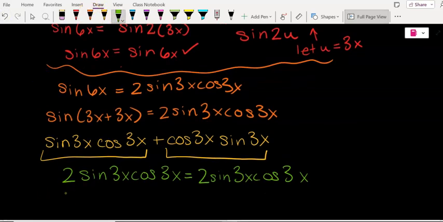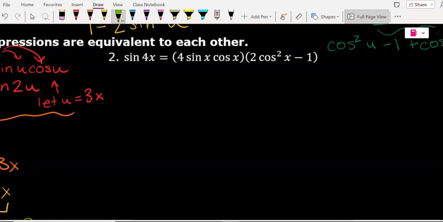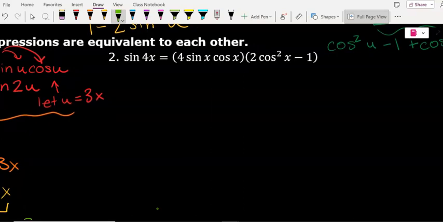All right, so there you go. It's all the left does equal the right. So let's go ahead and do number 2 right here. So this is sine 4x is equal to all of this crazy stuff over here.